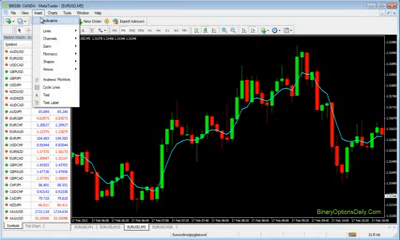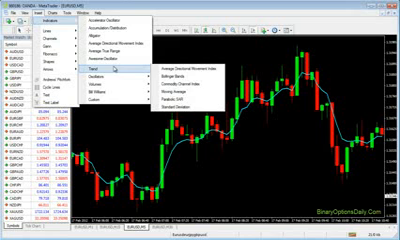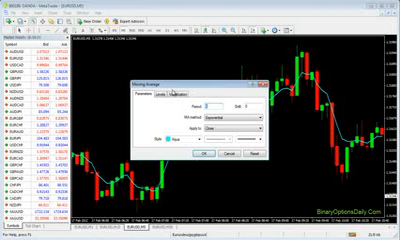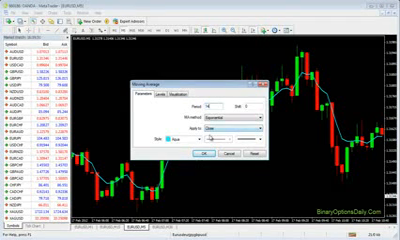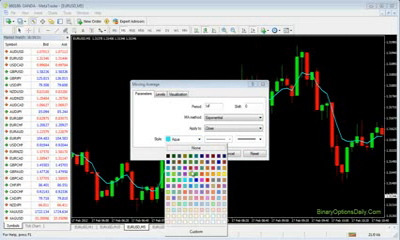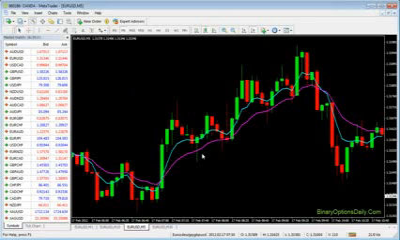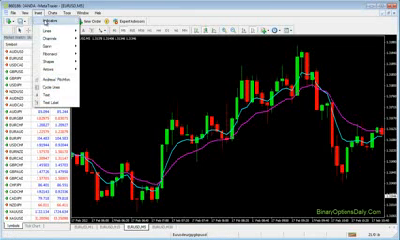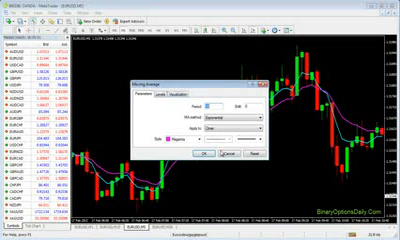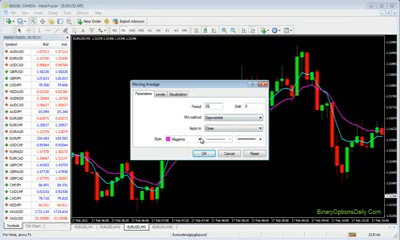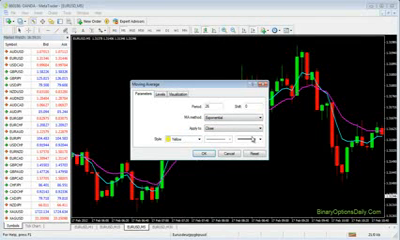Now we need to add 2 more, so we're going to go back to the indicators, trend, moving average, and the next one is going to be a 14-period moving average. And I'm going to be using a magenta line for this one. And again, these are all exponential and applied to close. So we're going to click OK. And we need to add 1 more. So we're going to go back to indicators, trend, moving average. And this one is going to be a 26-period moving average, exponential applied to close. And I'm going to choose yellow for this color and make this one just a little bit bigger. And go ahead and click OK.